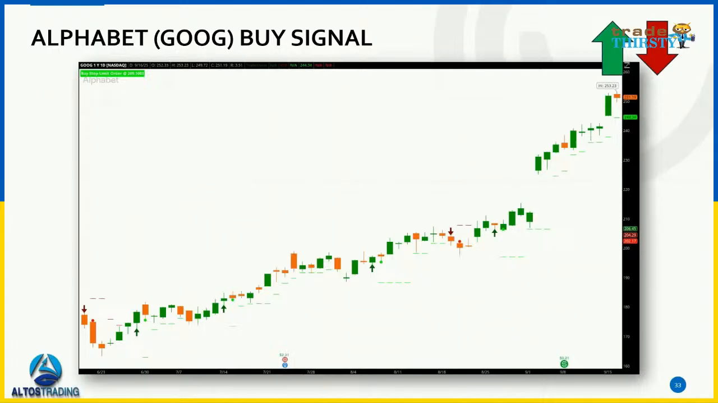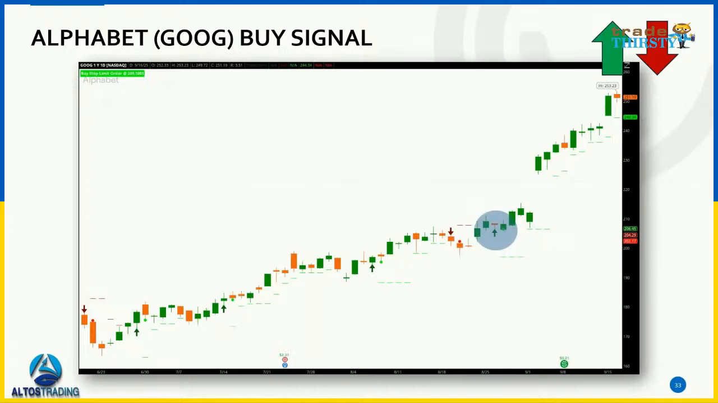Alphabet, let's look at a buy signal. Okay, this is on Alphabet. At this point in time, Alphabet's in a strong uptrend. Okay, we have a series of buy signals along the way, a couple counter trend sell signals as well, but we want to trade with the trend, so we're focused on the buy signals. So let's look at the most recent one on the chart here.